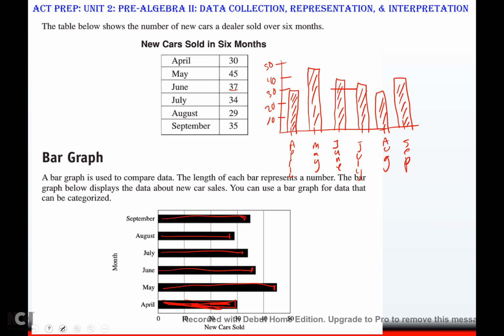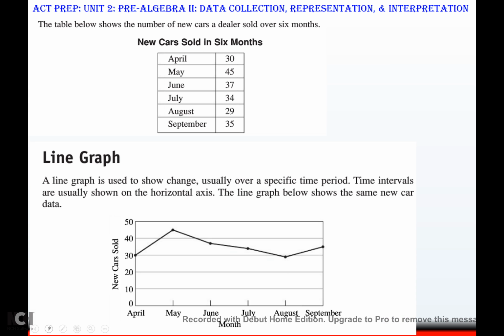There's your bar graph. All right, a line graph. They did the exact same thing, except this time they did actually put the months on the bottom and the new cars sold on the y-axis. And then for April, you put a dot for 30. May, you go up to 45. June, down to 37, July to 34, August to 29, and September to 35, and then you connect the dots. That's a line graph. Okay?